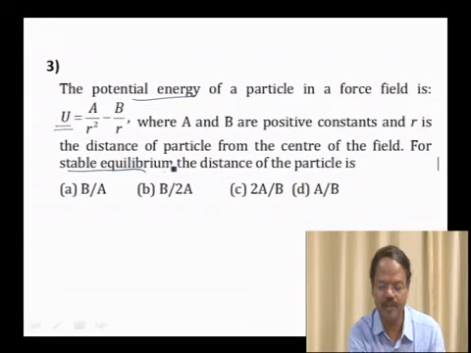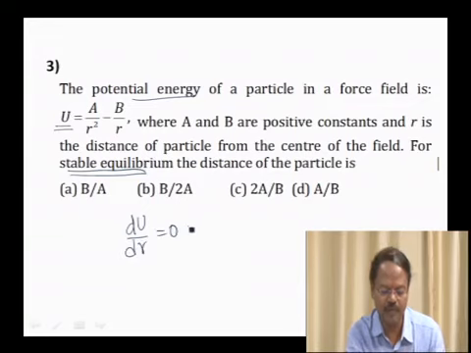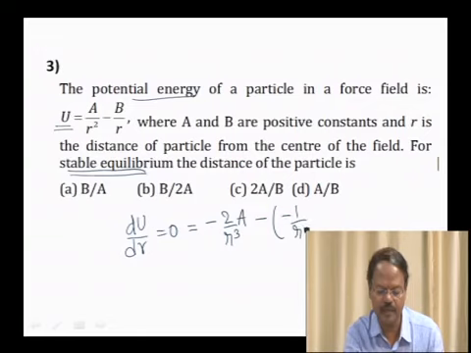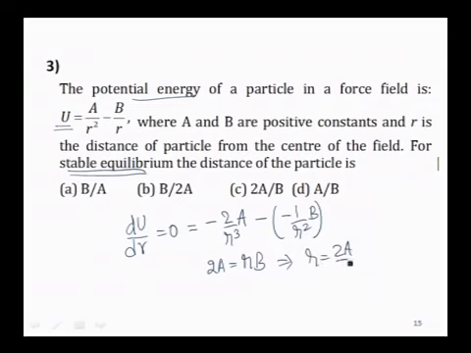So the condition to be adopted for stable equilibrium is that dU by dr should be 0, and when you differentiate that, 1 by r square becomes minus 2 by r cube times A, and 1 by r becomes minus 1 by r square times B. This has to be 0, and therefore, taking it to the other side and cancelling r square, you are getting 2A equals RB, which gives you R equals 2A by B. So your final answer to be taken is 2A by B.